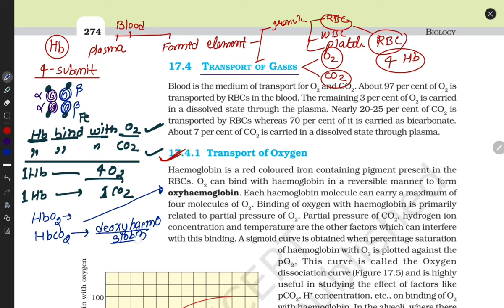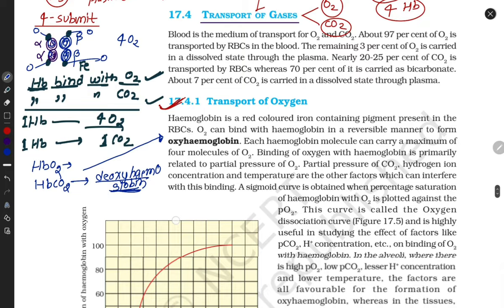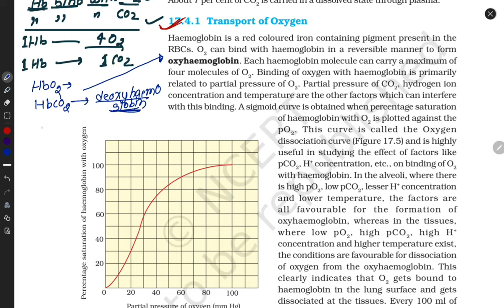Okay, why globin? Because these are globular in structure. Each iron contains one oxygen, so a total of 4 oxygen are carried by hemoglobin. But these oxygen do not bind in a rush. First it binds with one oxygen. Okay, look here, assume this is the structure, and these are the 4 sites of oxygen binding.